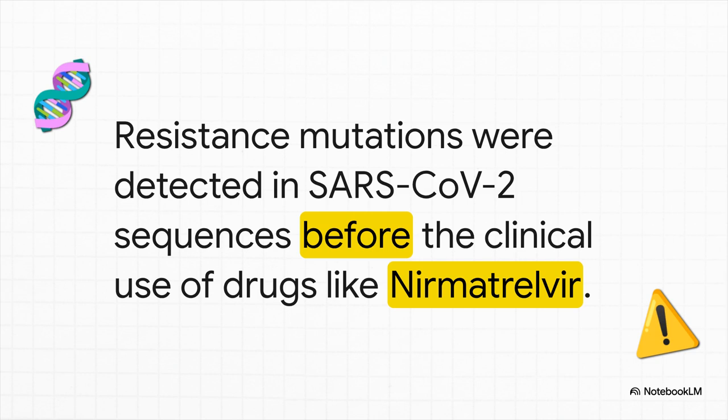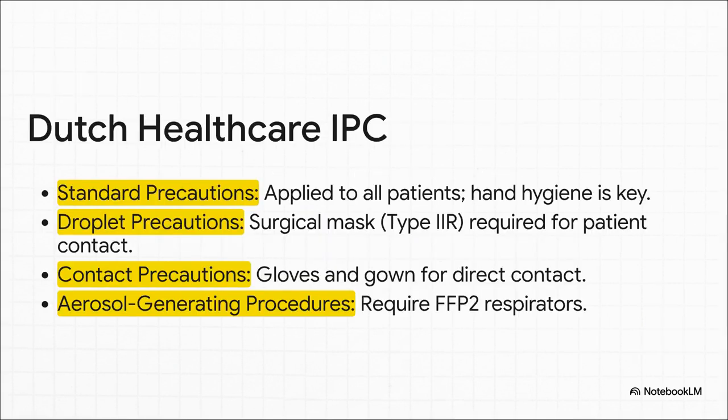For us in the lab, this just hammers home how critical continuous genomic surveillance is. We have to be constantly on the lookout. And in our hospitals and clinics, the infection control strategy is pretty clear-cut. It's all built on a foundation of standard precautions for every single patient, and that means hand hygiene is king. Then, on top of that, you layer on transmission-based precautions as needed.